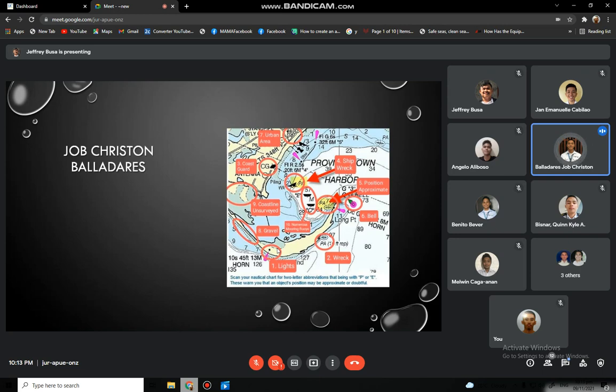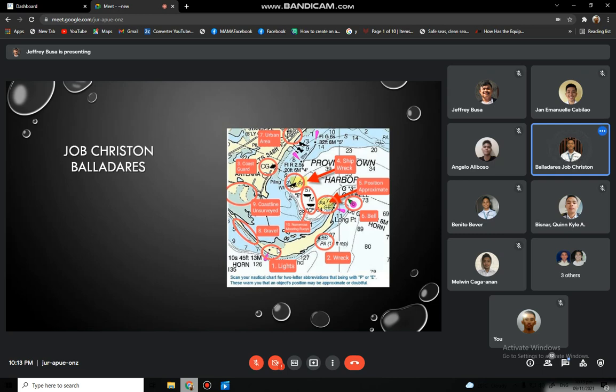Number 2, wreck, least depth unknown, caution on many charts. This symbol is used for wrecks of unknown least depth but considered to be covered by more than 20 meters of water. The wrecks thus represented are potentially dangerous to vessels with a draft greater than 20 meters.